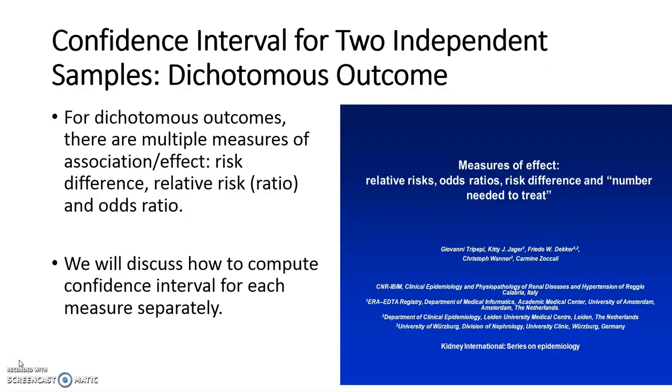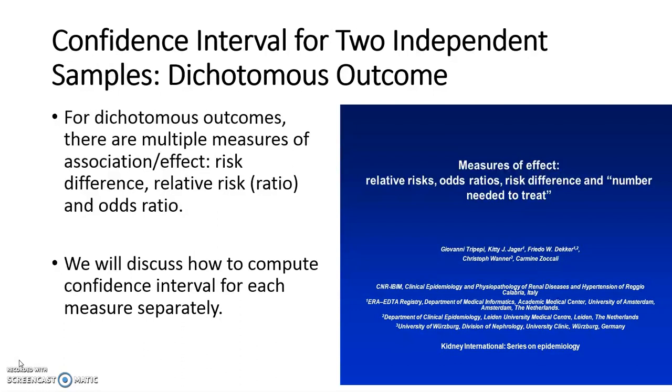And the second topic is confidence interval for 2 independent samples, but with a dichotomous outcome. Okay, so dichotomous outcomes are more complicated.